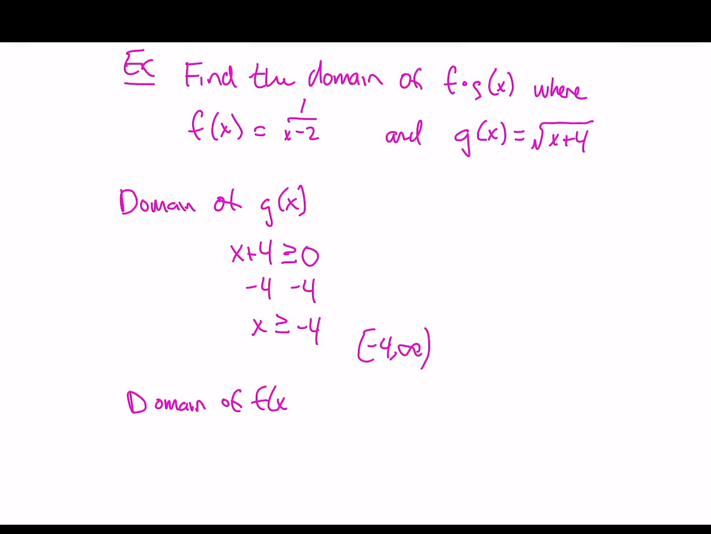Now we need to find the domain of f of x. Well, for f of x, the only place we have trouble is when x minus 2 is equal to 0. So x minus 2, the bottom part there, the denominator, cannot be 0. So we'll say x minus 2 is not equal to 0. We can add 2 to both sides of that equation to get x is not equal to 2. So the only place we have trouble in the domain of f is when x is equal to 2.